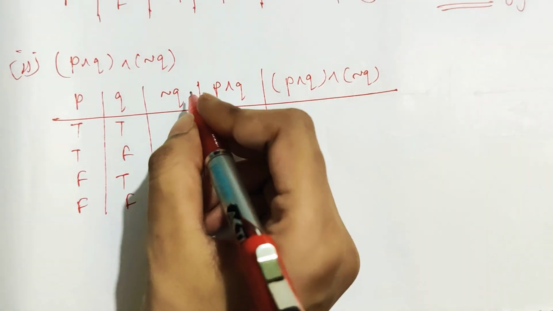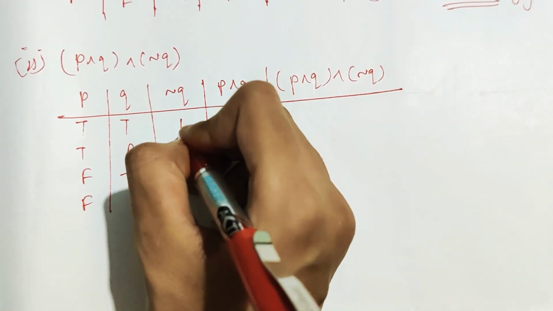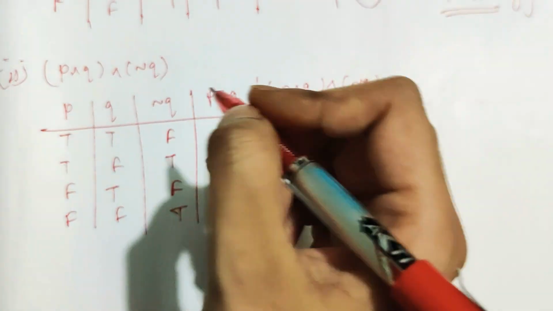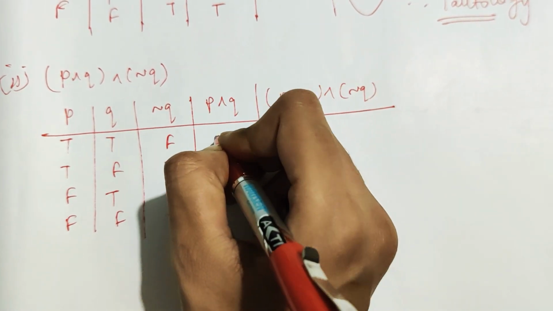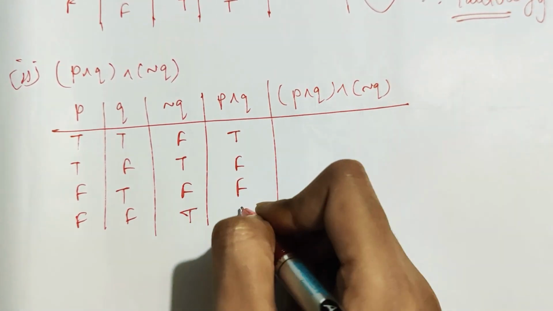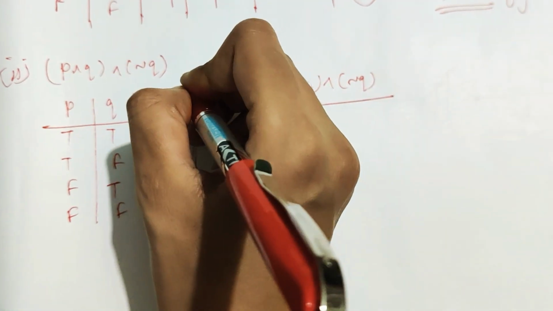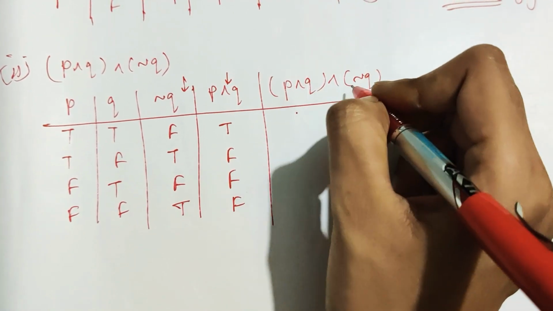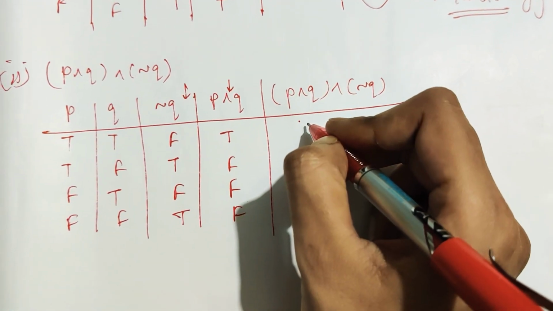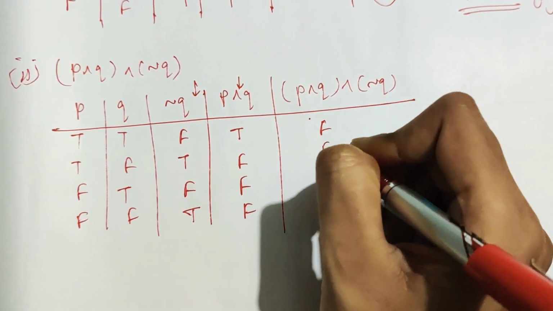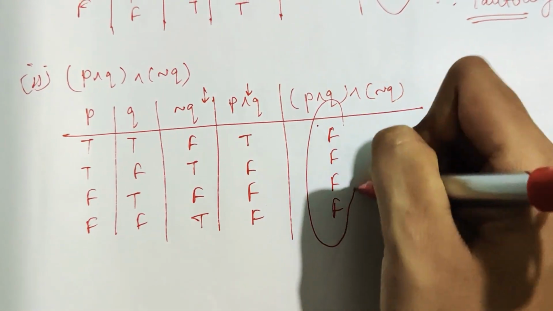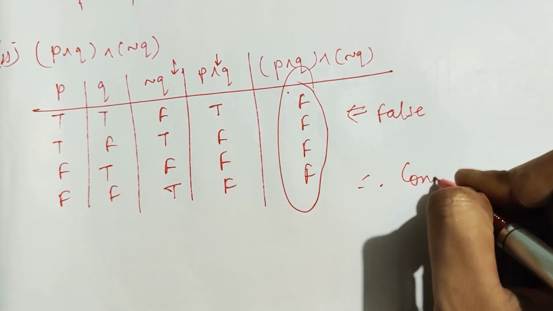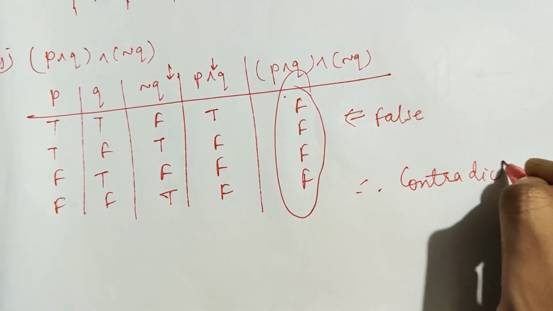These are the entries, okay? Negation Q means opposite of Q, that is false, true, false, true. P and Q means both the values should be true, otherwise we will write false. True, false, false, false. Now we have to compare this and this column. And it means both the values should be true. This will be false, false, false, false. All the values are false. Therefore, this is contradiction.